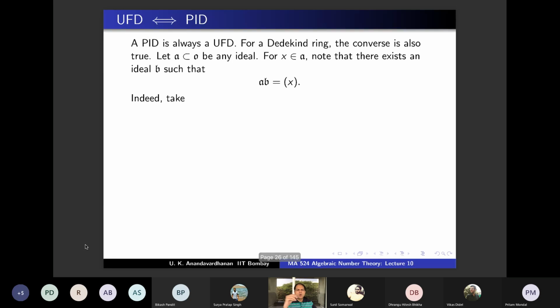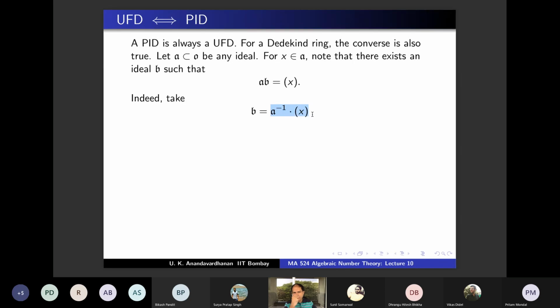Why is that? If this is true, then there's only one choice for B. What should it be? We know that fractional ideals form a group, so in terms of fractional ideals, the answer is A inverse times x. That's the obvious thing if this has to be true. So take B to be A inverse x. At first sight, this is only a fractional ideal because A inverse is a fractional ideal, but the very next moment you can conclude that this is in fact an ideal.